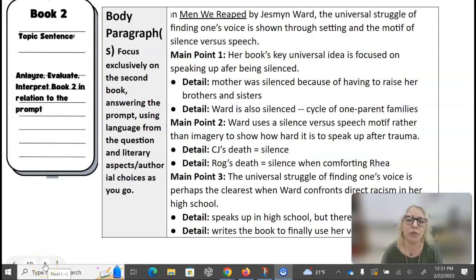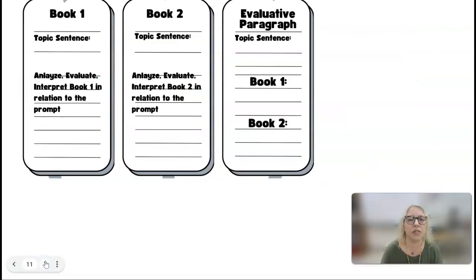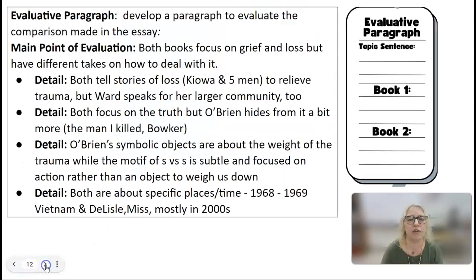Okay, so after they've dealt with The Things They Carried exclusively, and then Men We Reaped exclusively, then they're going to be talking about comparisons and contrasts in the evaluative paragraph. And so that looks something like this. It's a paragraph where you evaluate the comparison and contrasts between these 2 works. And so here's their main point of this paragraph. Both books focus on grief and loss, but have different takes on how to deal with it. And then they've got several details here on both works.